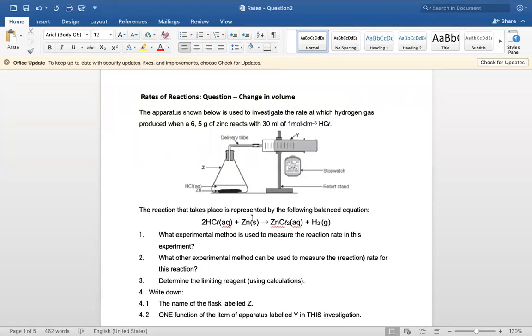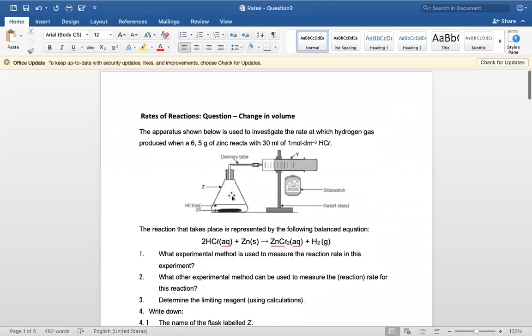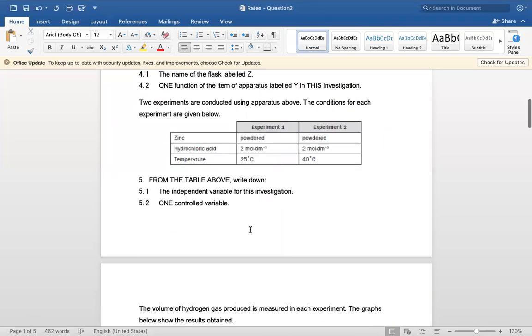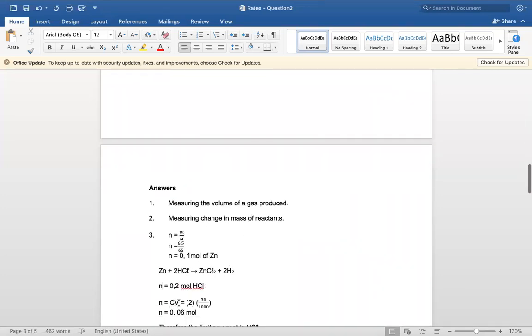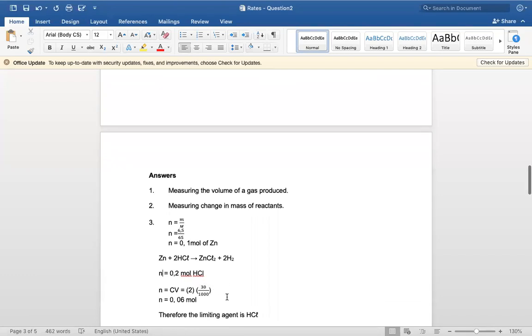So the way they did it in the memo, they say, okay, we've got 0.1 moles of zinc. Let's see how many moles of HCl we have. So you can use the other equation: number of moles n is equal to C times V. You've got 30 cm³, which you divide by 1,000, so it's 30 divided by 1,000 because it's dm³. And you see you got 0.06 moles of HCl.